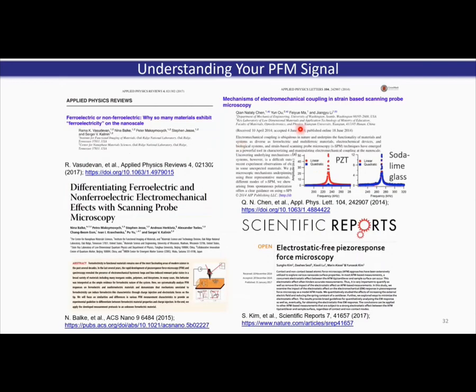Okay. I won't go into any detail, but I do want to point out that in the last 5-6 years, a significant effort has been put forth into understanding your PFM signal, understanding the origin and the mechanism of the contrast that you see. And there really is a lot of nice work that's been done in these areas. And a lot of the technique development has been centered around trying to understand and determine whether or not you're measuring a true piezoresponse signal or an electrostatically influenced piezoelectric signal. So again, as I mentioned, I'm happy to share these slides. If you're not familiar with these papers, they're certainly worth looking at.